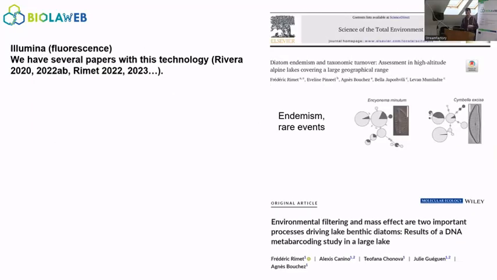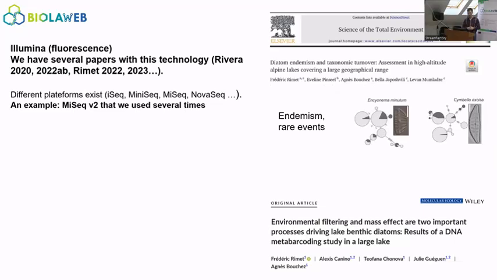Illumina, so with fluorescence, we have also several papers with this technology. There are different platforms which exist. ISEC, so Illumina is a kind of technology, and inside this technology, you have different possibilities, different versions. You can see the different names here.